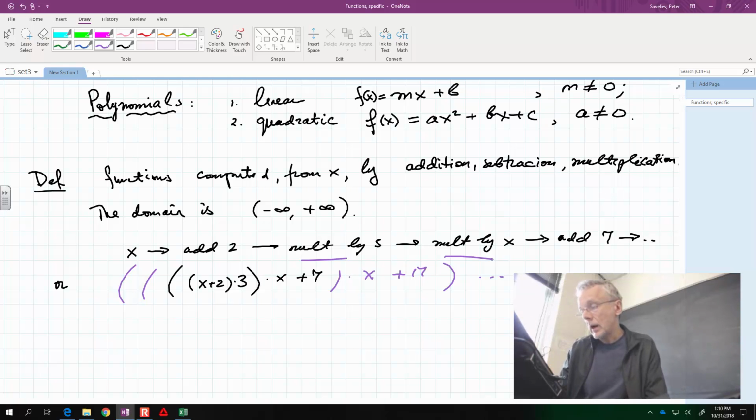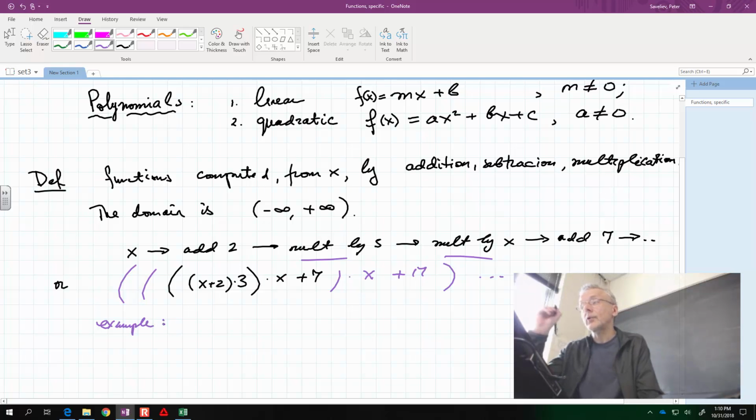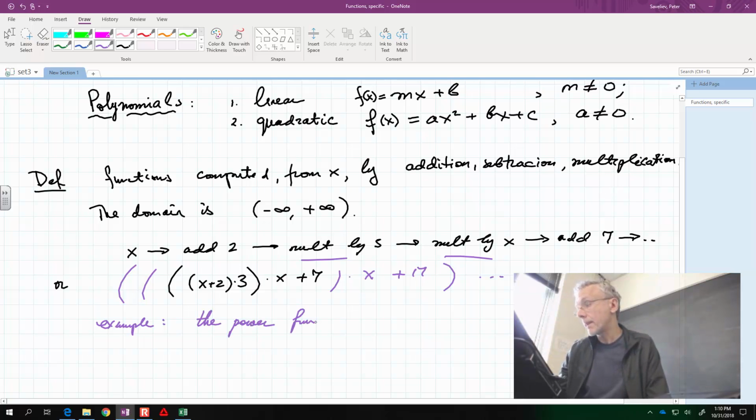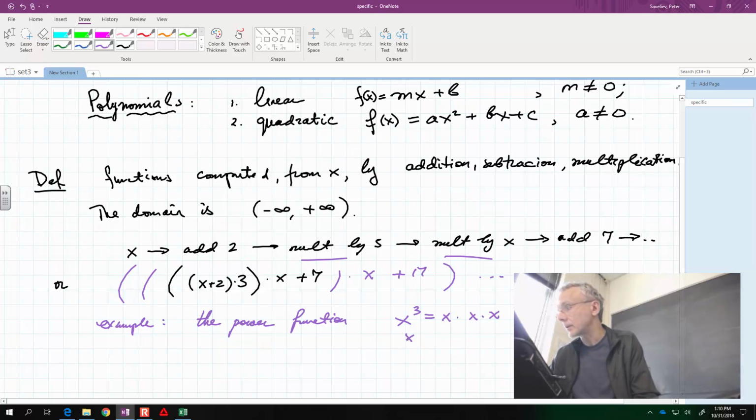So examples of polynomials that are not on that list yet are the power functions that we have seen already. That is when there's only multiplication by the input itself. So x to the third is x times x times x, and so on, as many repeated multiplications by the input.